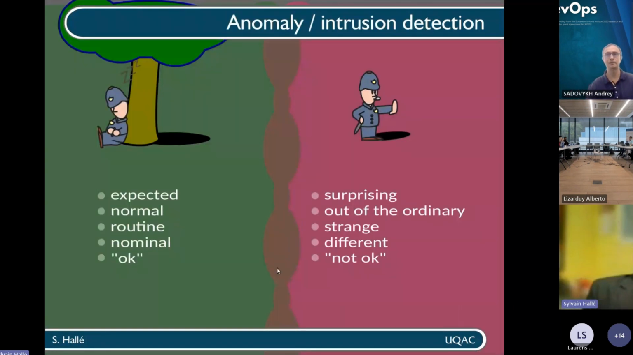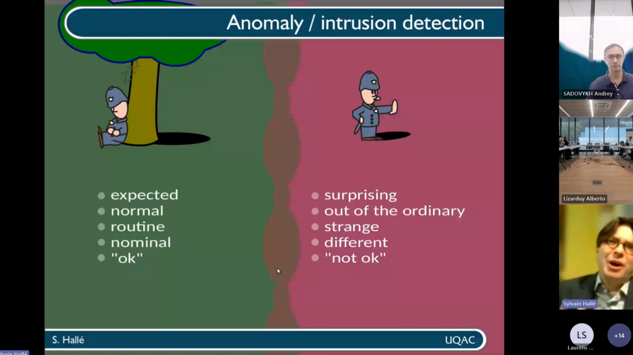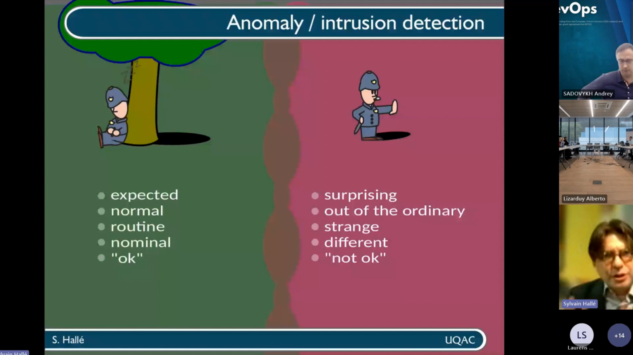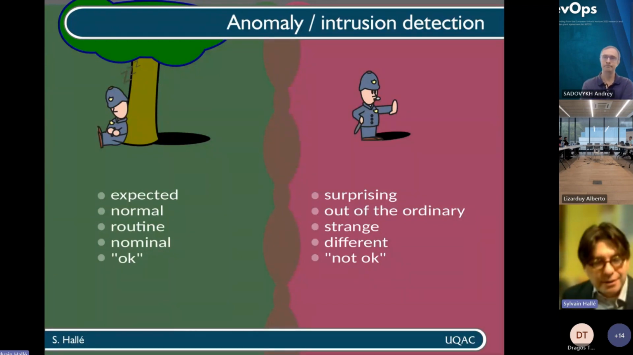In this chapter, we're interested in attack or intrusion or anomaly detection. In a very broad way, we could define this process as making the difference between two situations. On one side, situations that are expected, things that we call normal or routine or nominal. And on the other side, we want to identify situations that are surprising or out of the ordinary, different, or just not okay. That's a very generic definition.